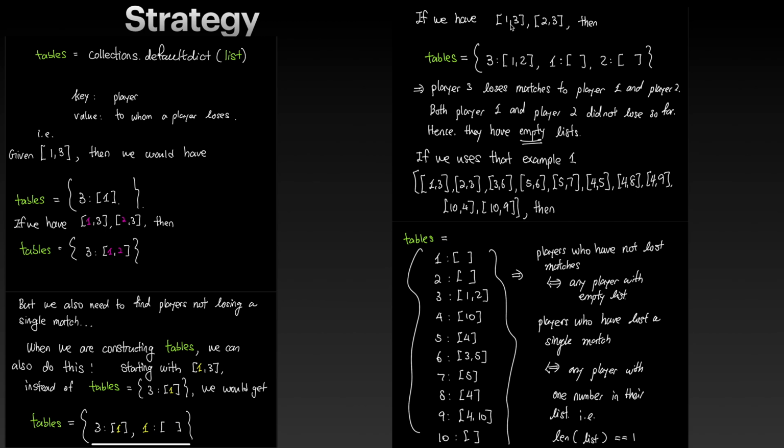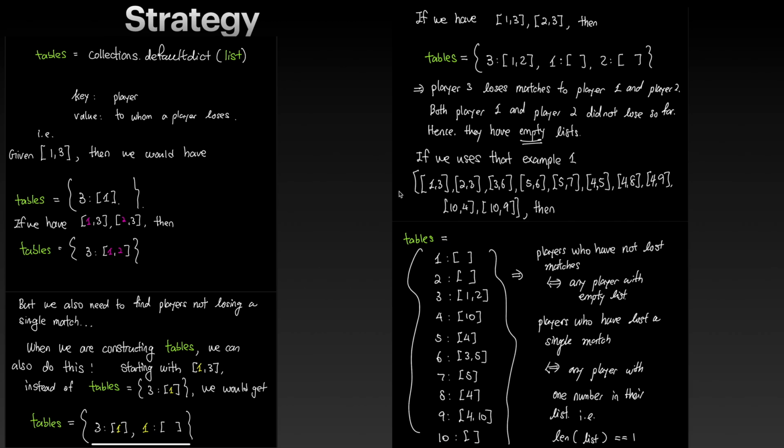So if I have 1, 3 and 2, 3, then our tables will look something like this. We have an empty list for player 1 and player 2, and for player 3, it has 1 and 2. Once we are done constructing this table, we can iterate on these tables and look at the values. If it is an empty list, then we know that these players have not lost any matches so far. And if the length of this list is 1, then we know that this player only lost 1 match to a single player.